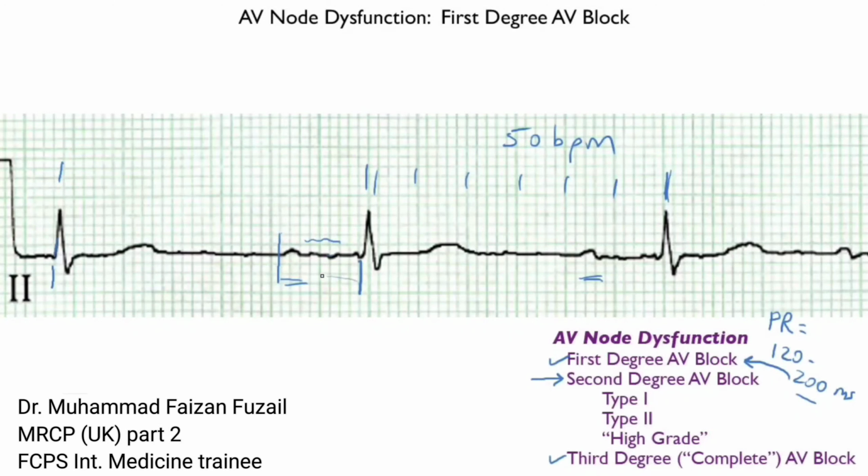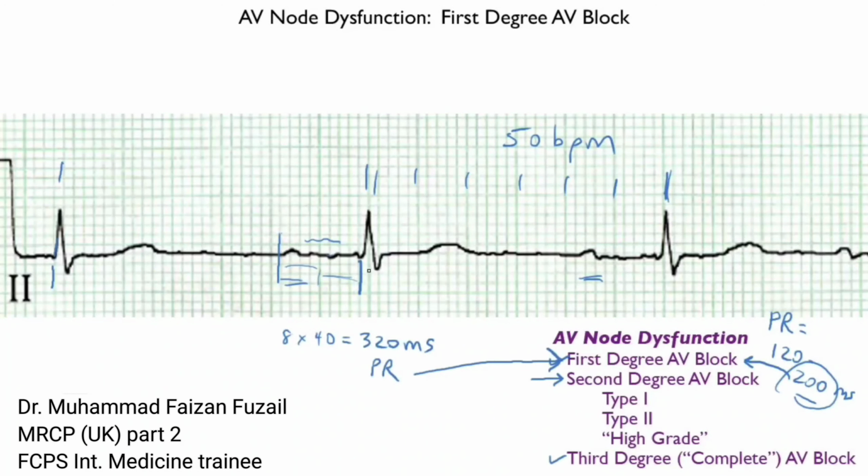There are 4 small boxes on this side of the heavy line. There are 4 small boxes on that side of the heavy line. So if there are 8 small boxes times 40 milliseconds each, that gives you 320 milliseconds, and that's the PR interval. It's clearly greater than 200, so we can diagnose it as first-degree AV block.